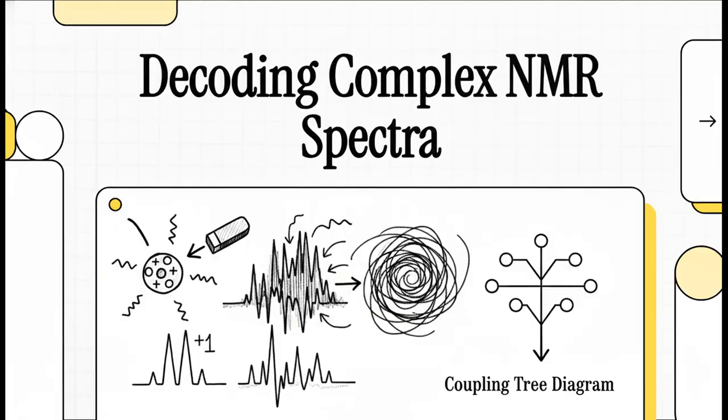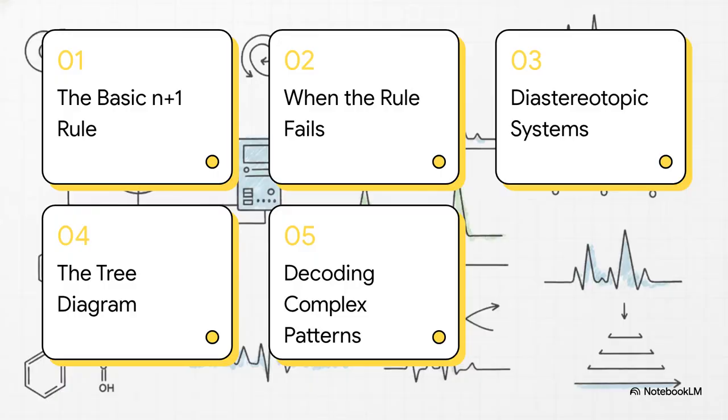Let's get into it. Here is our roadmap for today. We'll do a super quick recap of the basic N+1 rule, pinpoint exactly when and why it fails, and learn how to spot tricky diastereotopic systems. Then we'll bring in our hero, the tree diagram, to decode some seriously complex patterns together.